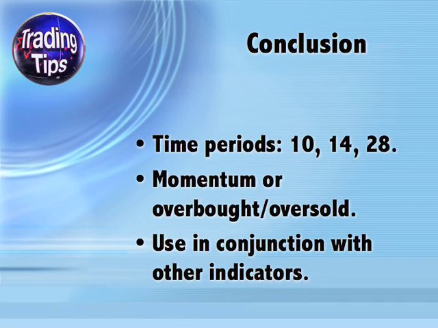There's one key issue we didn't talk about, selecting the time period for use with Williams Percentage R. 10, 14, and 28 days are the common time periods. Williams Percentage R can be used as a momentum indicator or to see if a stock is overbought or oversold. And it's always wise to use more than one indicator to confirm your trading theses.